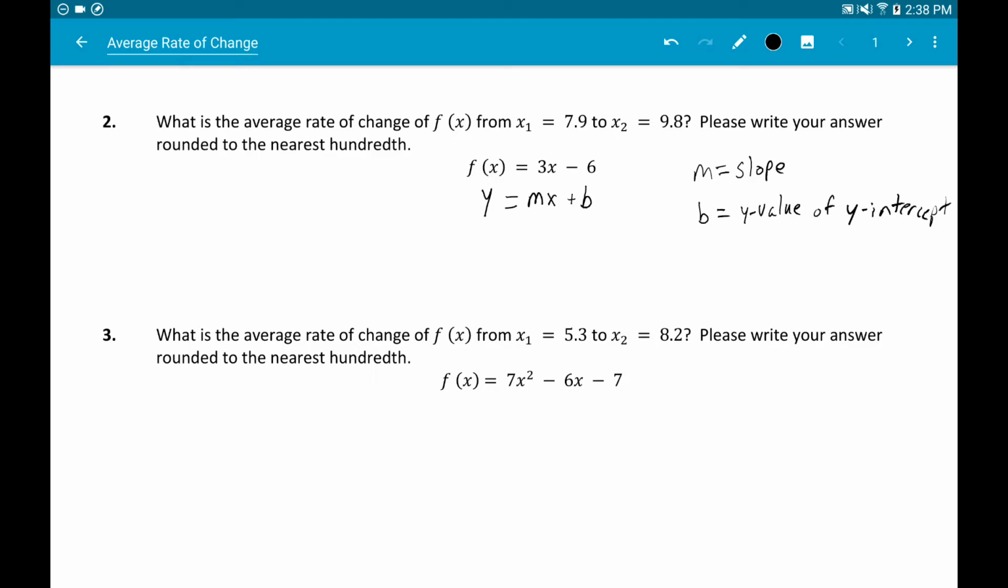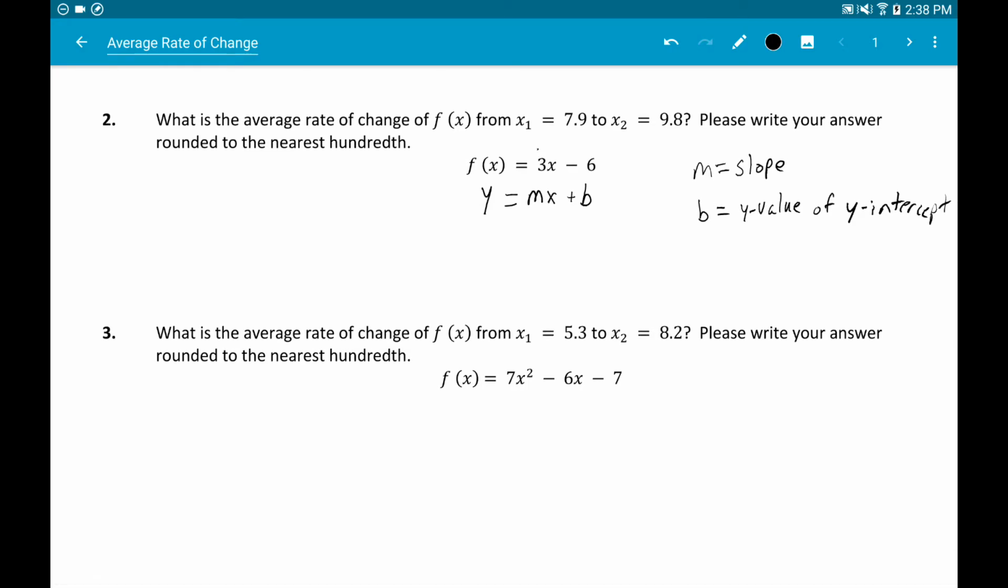So if you realize that this function is written in that form, you don't even have to do any work here. All I've got to look at is, hey, m equals 3. There's my solution. Okay. So again, if something's already written in the form of a line, you could write it in slope-intercept form.